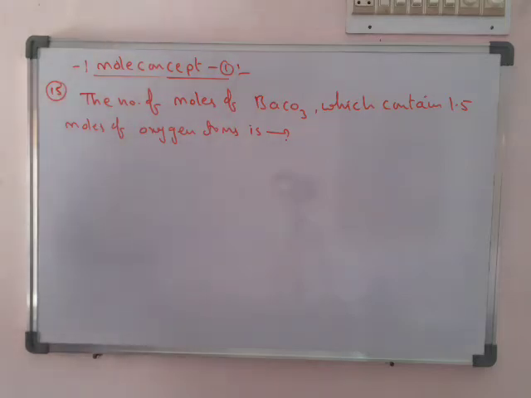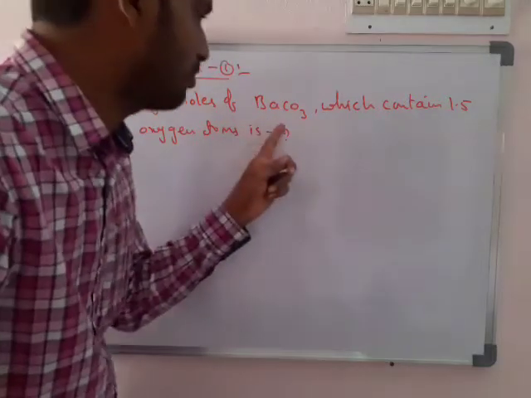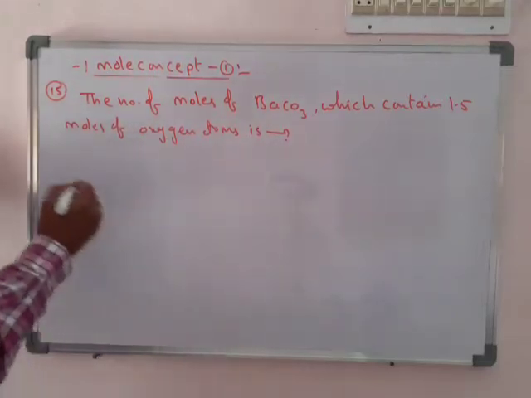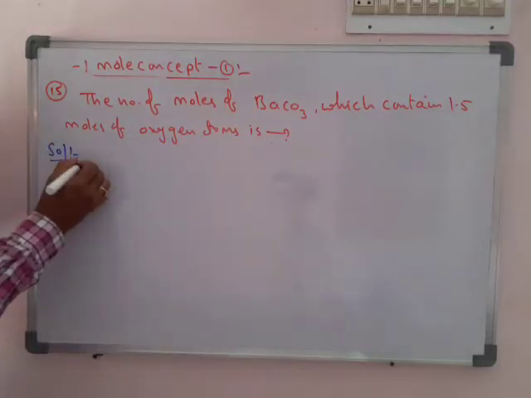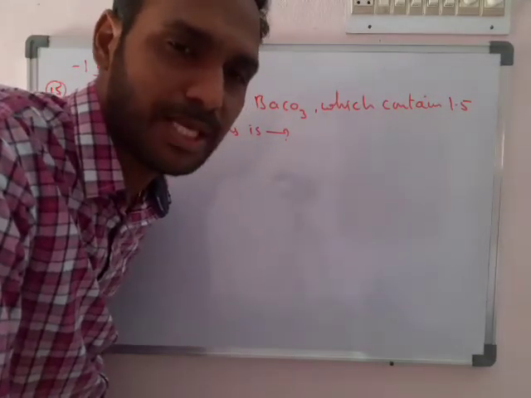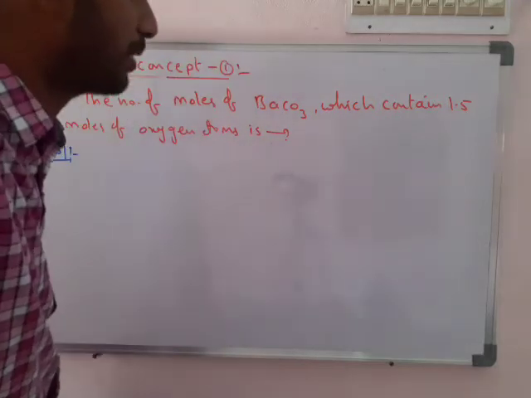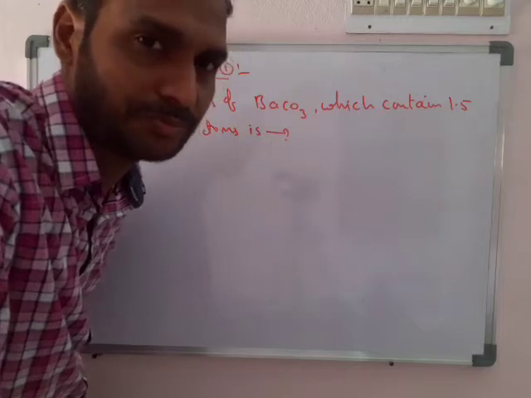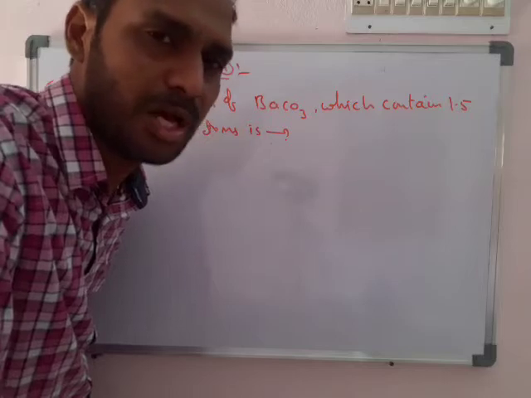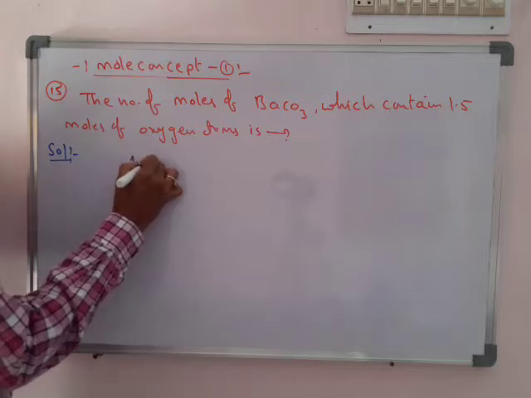So we have to calculate the number of moles of barium carbonate which contain 1.5 moles of oxygen atoms. So very simple. What is the formula? In the problem it is given in terms of name, barium carbonate. Now we should have the formula idea perfectly. Barium carbonate: we know that barium is plus 2, CO3 is minus 2. Barium ion Ba plus 2, carbonate ion CO3 minus 2, called barium carbonate, BaCO3.